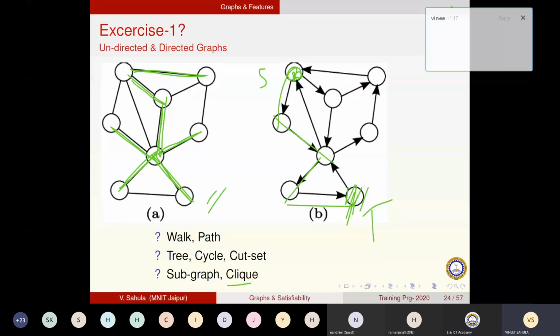The number of vertices here is 8. And how many edges have I chosen? Only 7. The tree edges are only 7, one less than the number of vertices. There is no cycle at all. This subset of edges such that there is a path from every vertex to every other vertex is called a tree. Cycle you can go through. Cut set I am removing.